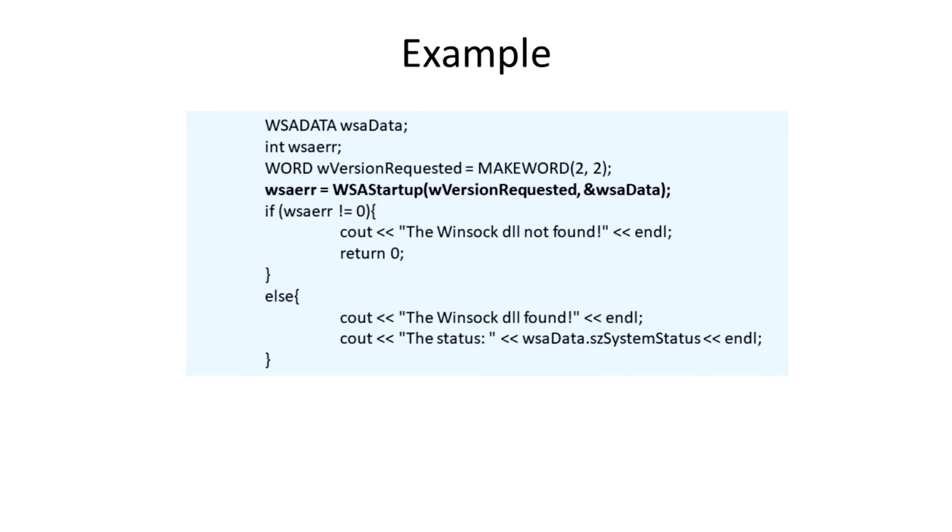But other than that, if WSAStartup returns 0, then we can say that the WinSock was found. And then we're also making use of the system status attribute of WSAData to print the appropriate status to screen. That may come in useful, and no doubt we'll make use of that further on as we print more updates to screen regarding WinSock and the socket connection. So that's a useful part of WSAData there. Even though we don't actually specify the values for these attributes ourselves, they're useful for printing out to screen.